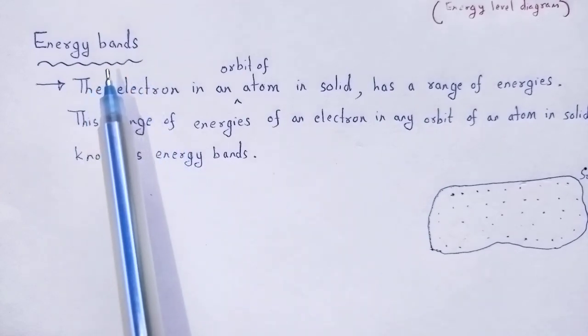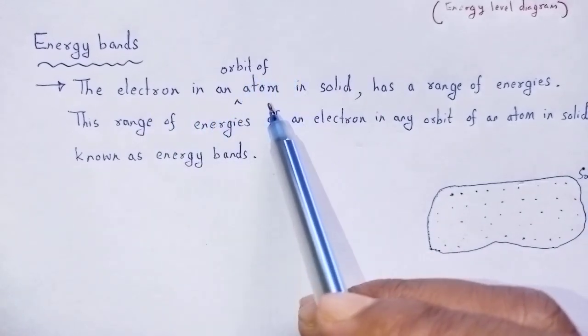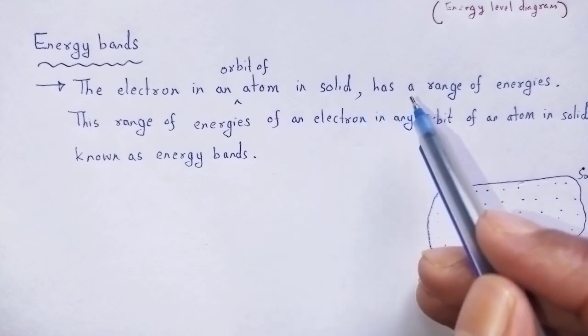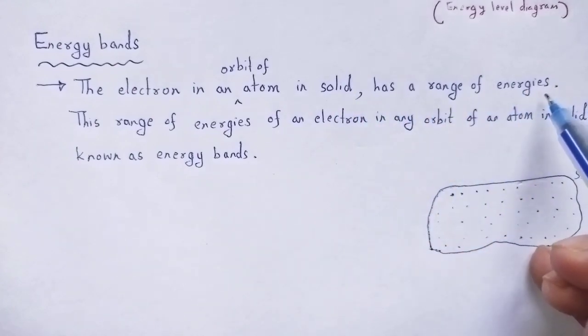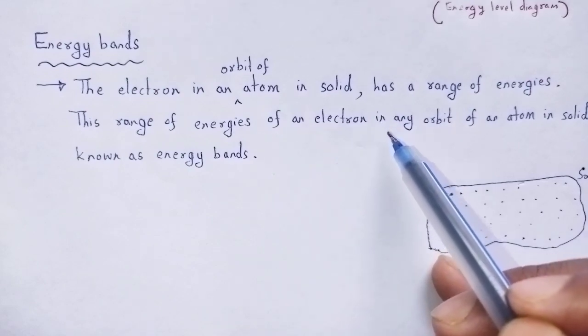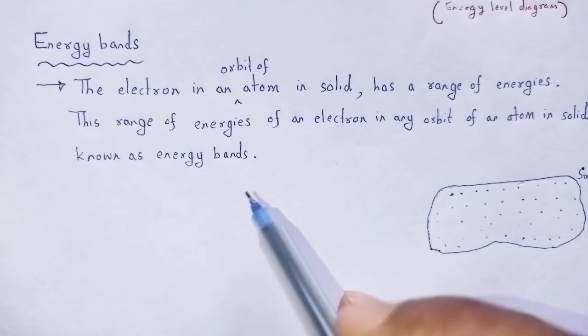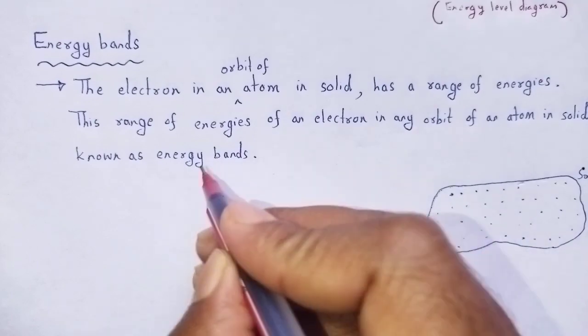So, what are energy bands? The electrons in an orbit of an atom in a solid have a range of energies, and this range of energies of an electron in any orbit of an atom in a solid is known as energy bands.